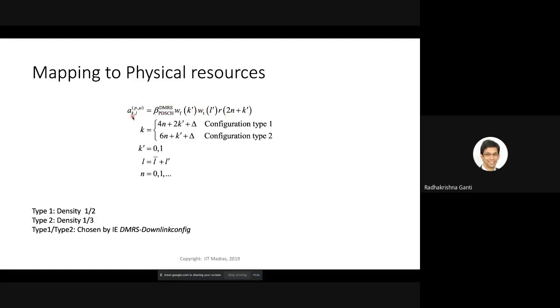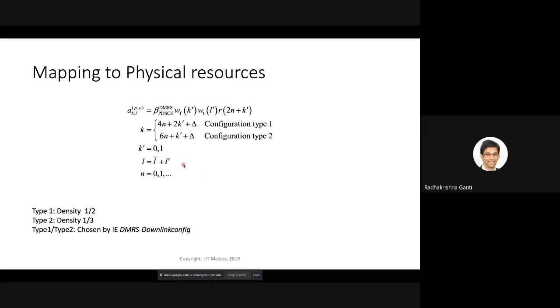So a_{k,l}^{(p,mu)}. Remember, K is the RE number, L is the OFDM symbol number, P is the port number, mu is the subcarrier spacing. We are focusing only on one subcarrier spacing, so it's fine. We can forget about mu. So what you put in port P, kth resource element, and lth symbol is equal to r of 2n plus k dash. R of n is the sequence that you have generated, remember. So k dash can be 0 or 1. And n is equal to 0, 1, 2, 3, 4, 5, 6, 7.